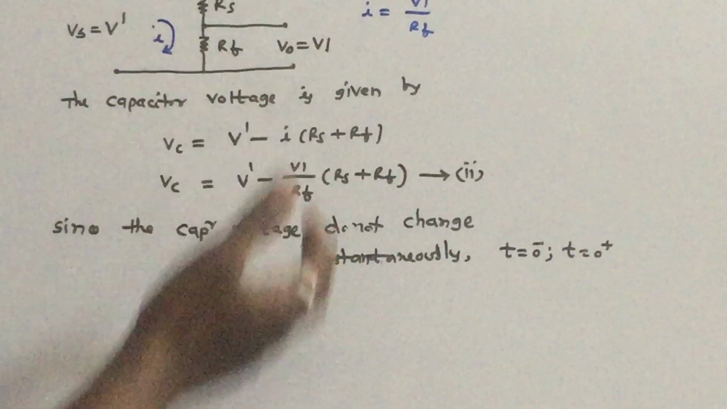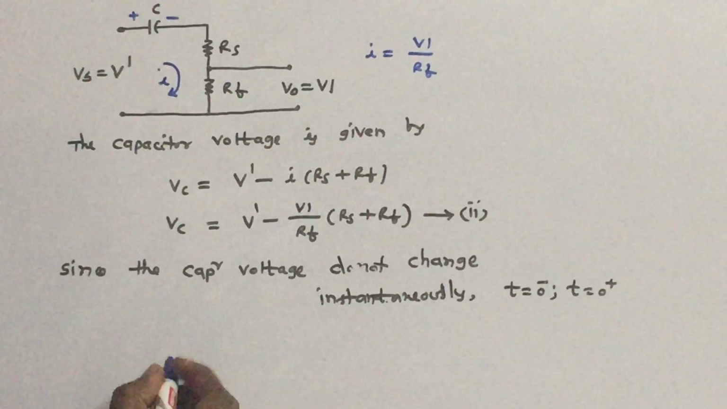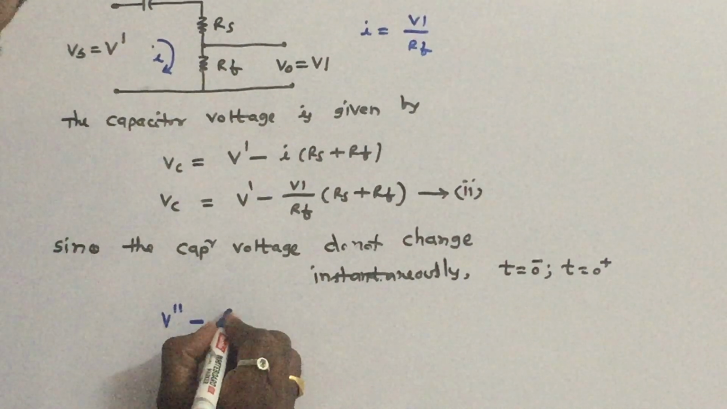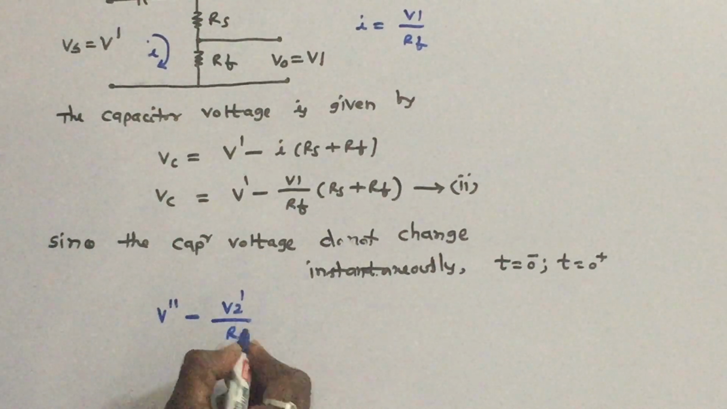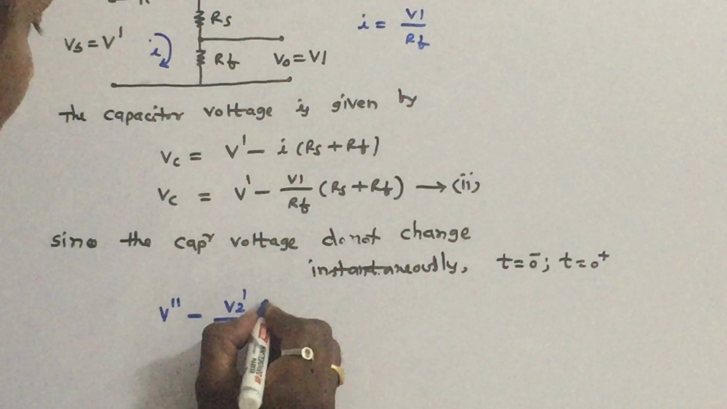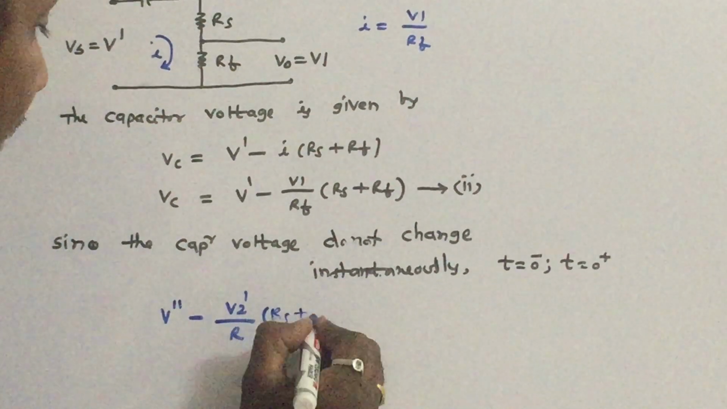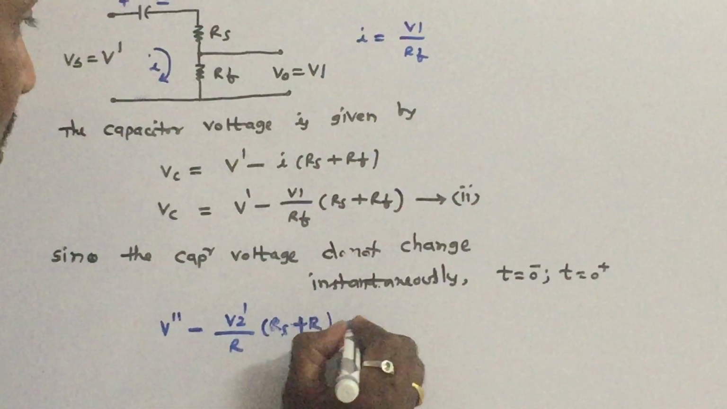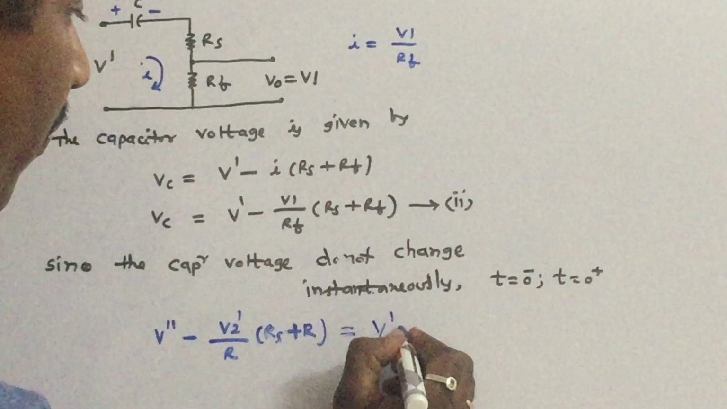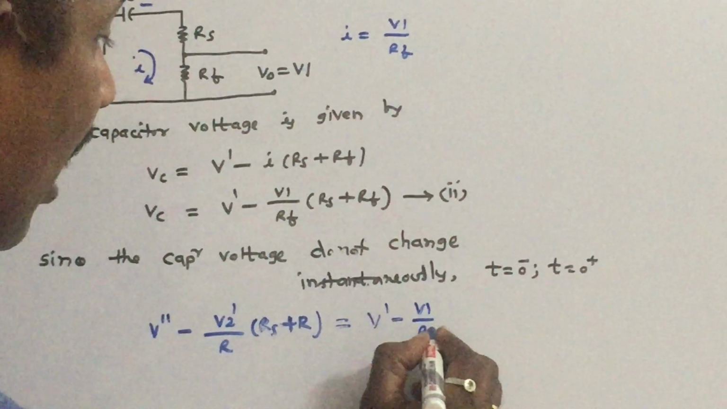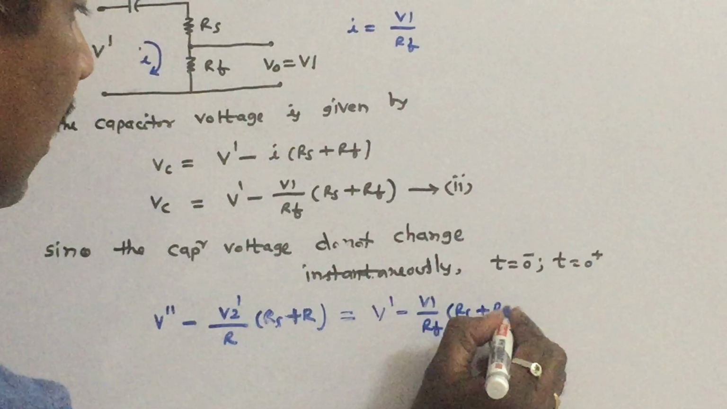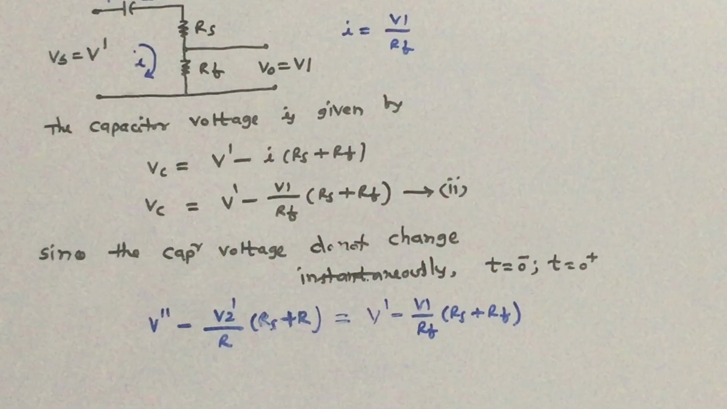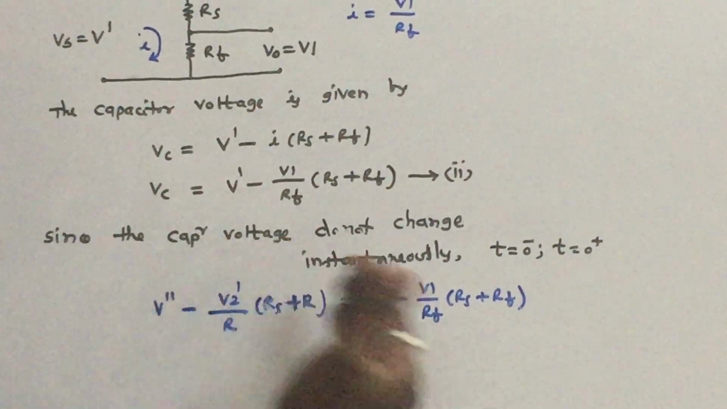So therefore, equate equations 1 and 2. I am equating equations 1 and 2 because the capacitor voltage will remain the same. Equation 1 is V double dash minus V2 dash by R into Rs plus R. That is equal to the second equation, V dash minus V1 by Rf into Rs plus Rf. So this is the equation. Just take this term to the right side and bring this term to the left side and take V double dash to the right side.